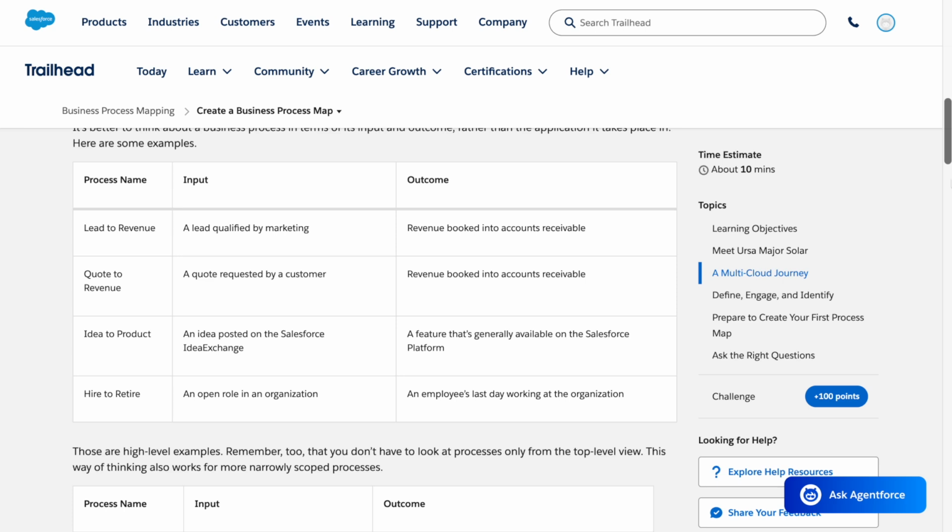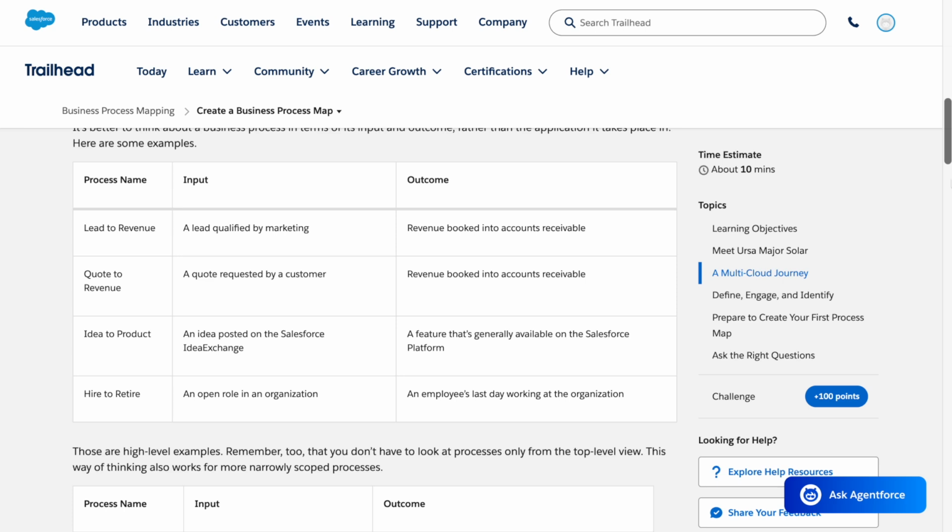Process name, quote to revenue. Input, a quote requested by a customer. Outcome, revenue booked into accounts receivable. Process name, idea to product. Input, an idea posted on the Salesforce Idea Exchange. Outcome, a feature that's generally available on the Salesforce platform.